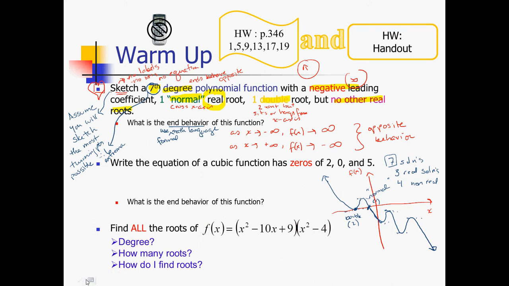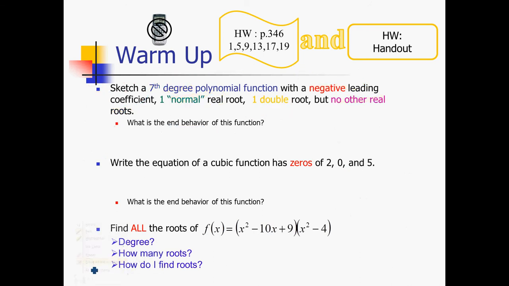Alright, now I'm going to erase that so I have room for the other ones. Write the equation of a cubic function that has zeros, and remember that's also roots, that's also solutions, and since each of these numbers is real, these are also x-intercepts. So write the equation of a cubic function. So I'm going to write polynomial degree 3, and since I have 3 zeros, I know how to turn zeros into linear factors.